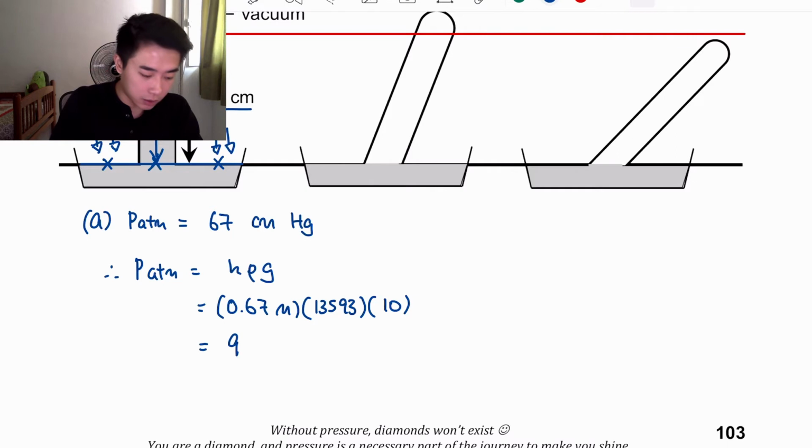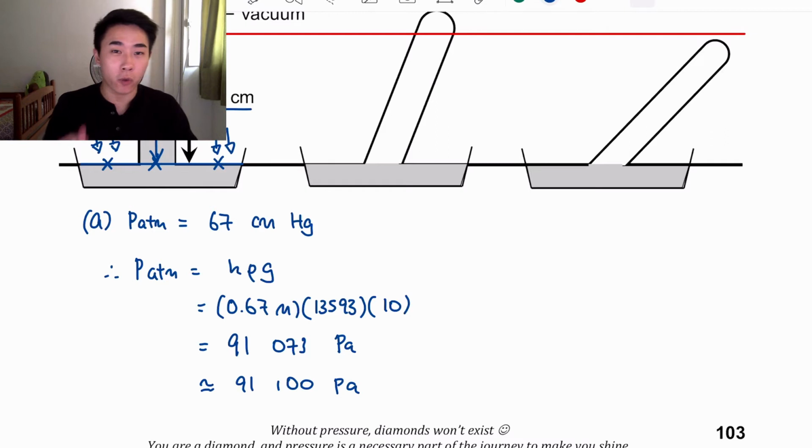Okay, you realize it's 91,073 pascals. We change it to 3SF, it will be 91,100 pascals. Alright, so question is: is this above sea level or is this altitude below sea level?